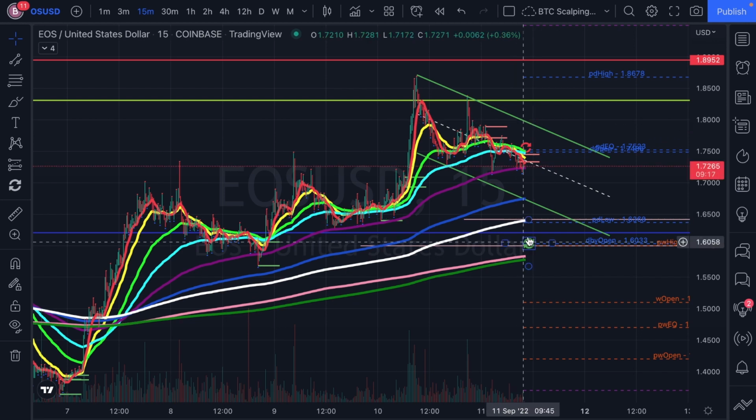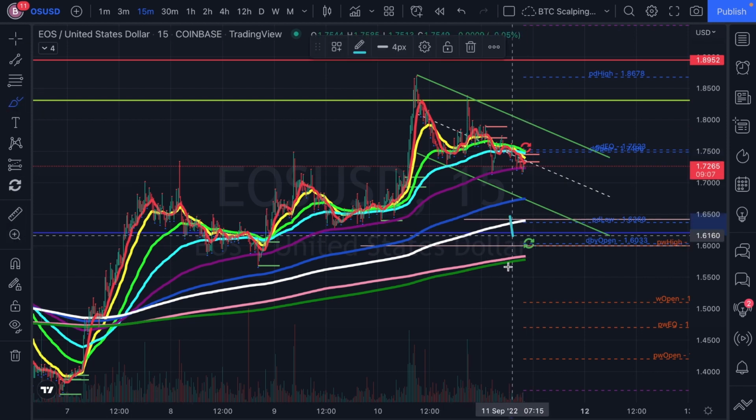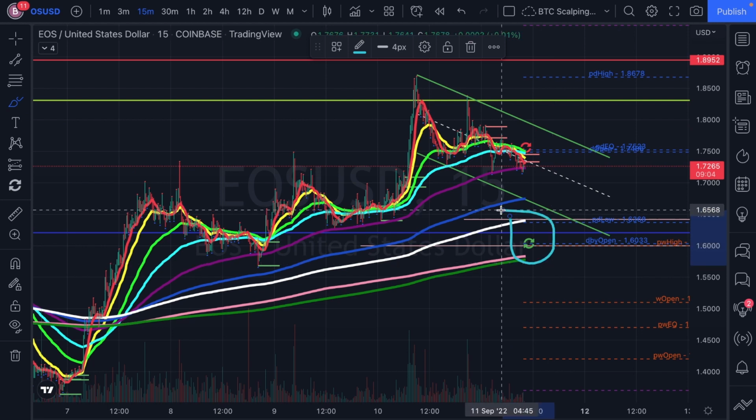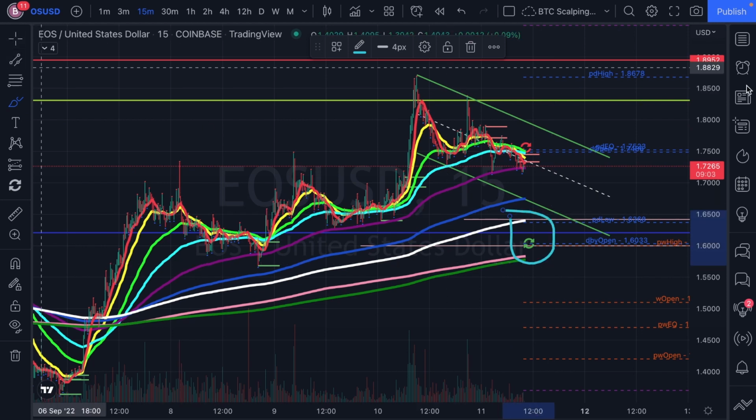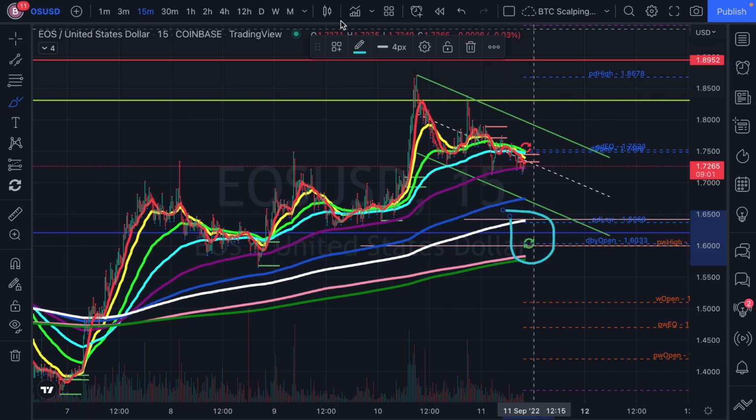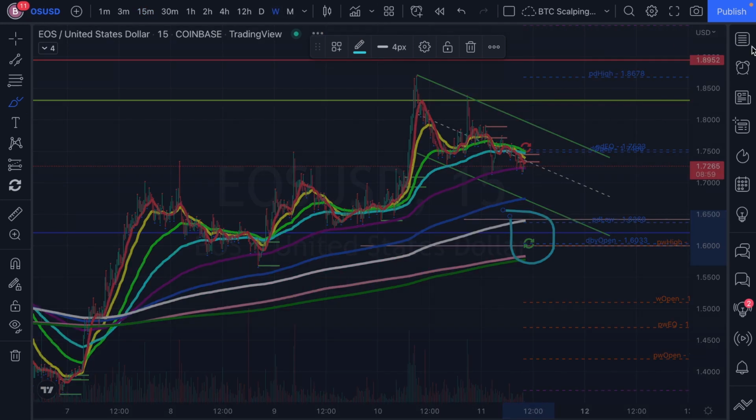And then your TP, your take profit, is right around here, around $1.60, $1.65, around this white EMA to pink EMA in this little box. You'd be taking your profit. Okay. And now let's go to the next coin.